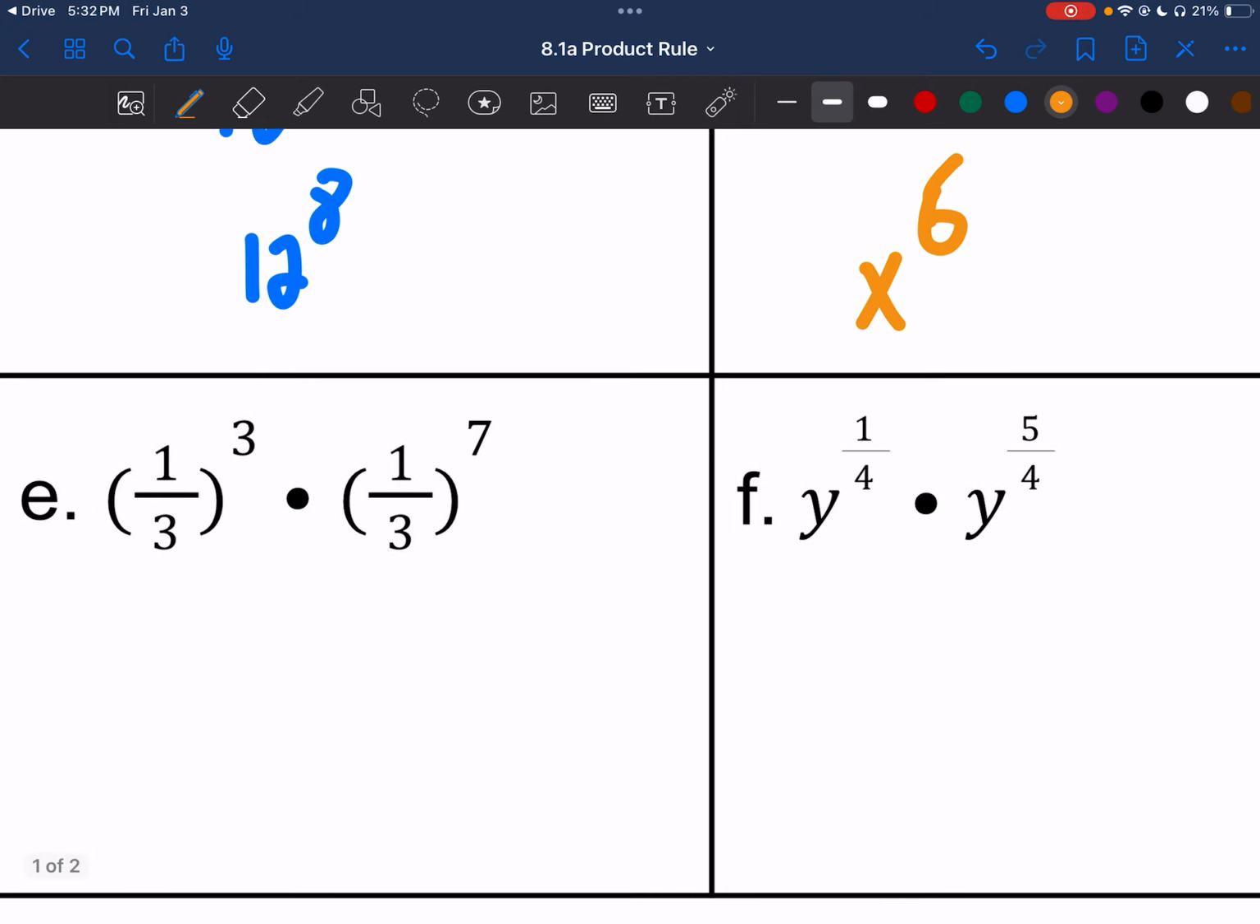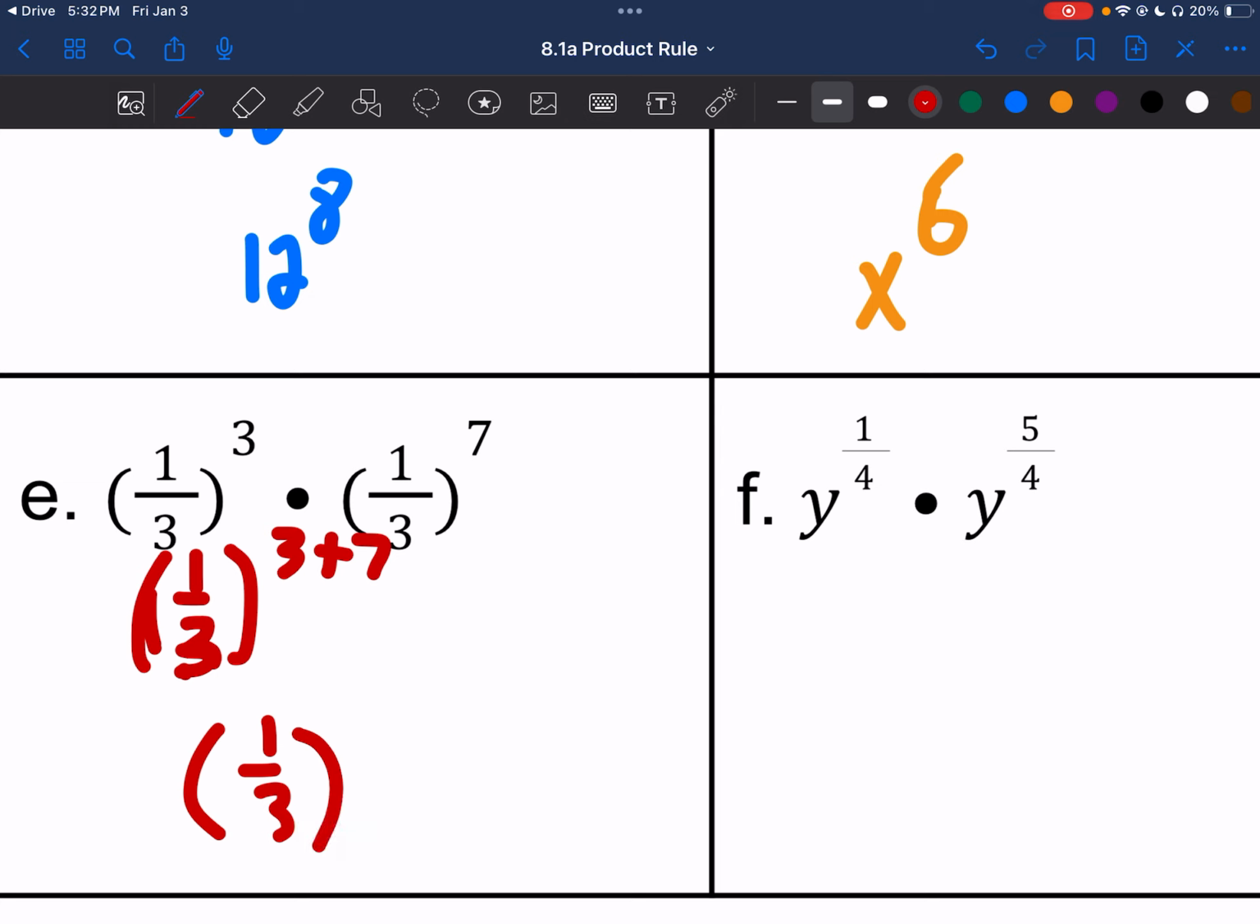All right, since it's on the screen, let's take a look at E and F. Letter E, we've got a fraction inside of parentheses. That's kind of weird. We're just going to roll with it and keep the same parentheses. We have 1/3 in parentheses, and we have 3 plus 7 as our exponent. So that's going to be 1/3 to the 10th power.